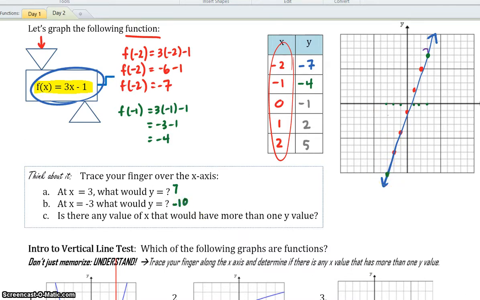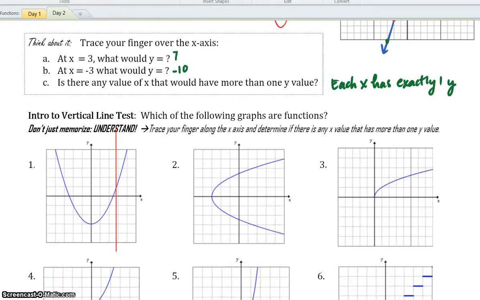-10. It asks, is there any x value that would have more than one y value? Well, ask yourself, -1, there's only one y value. -2, there's only one y value. -3, there's only one y value. By the look of this graph, no matter where I go on x, there's always one y value. So it passes that test that each x has exactly one y.